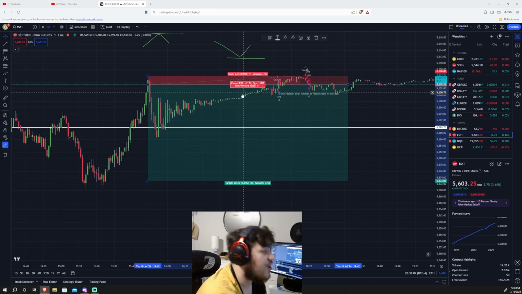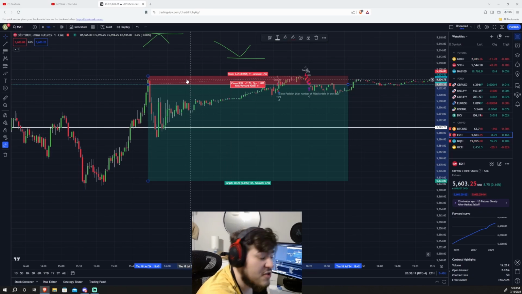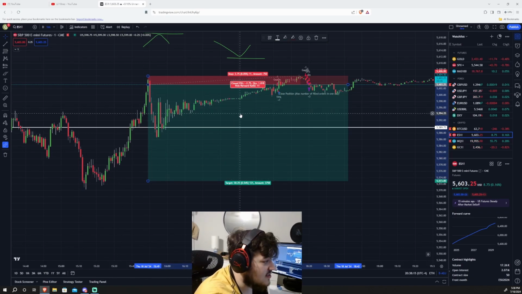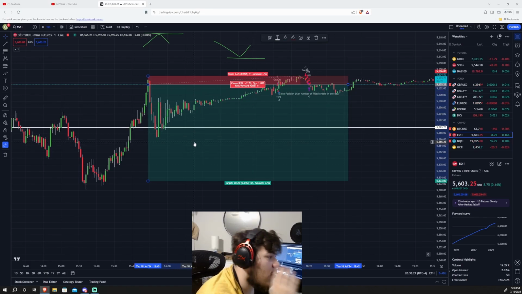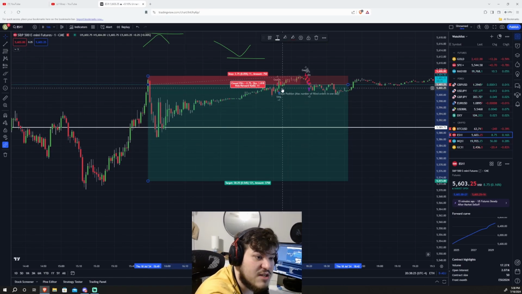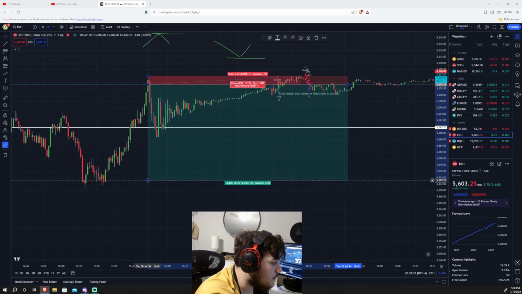Usually people are going to target really far away and they're not going to take profits because they want to hold it. To be honest, you should always take profits at a certain point, especially at 2-to-1. When it's 2-to-1, always take profits. Or when it's 1-to-1, take profits depending on the volatility.